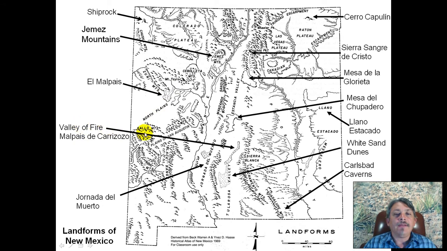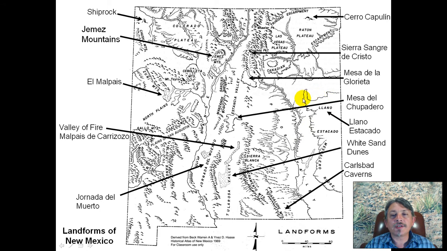Then we have the Valley of Fire. This is the Malpais de Carrizozo right in here in the south central part of New Mexico. You have another volcanic action right here in the middle of what they call the Jornada del Muerto, lesser known. This is a large area of dunes, of white sand dunes. They call it the White Sand Dunes. This area right here of the Guadalupe Mountains is made of limestone, and right among its many ridges are caves, and one of the famous ones is Carlsbad Caverns.